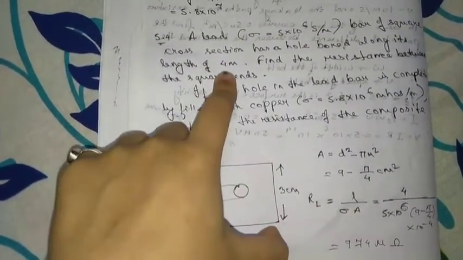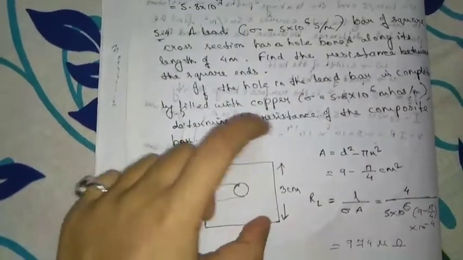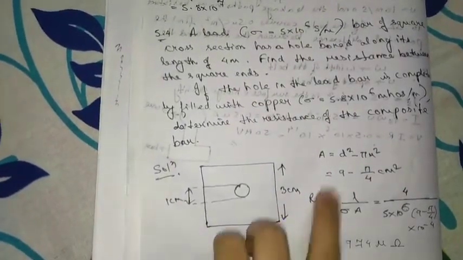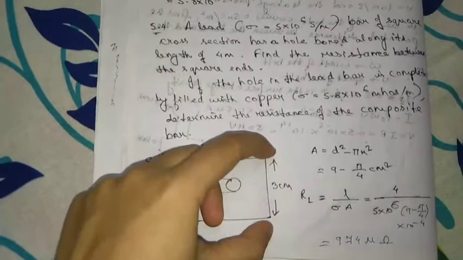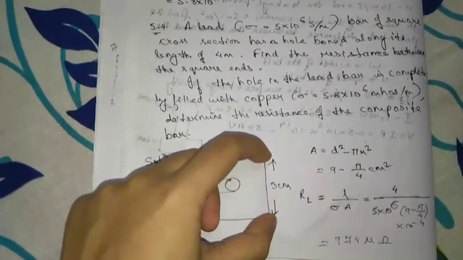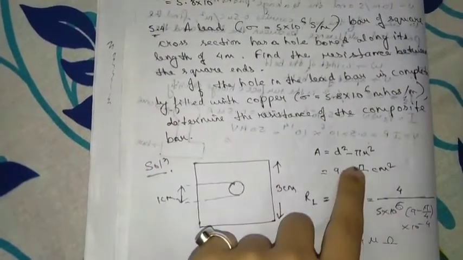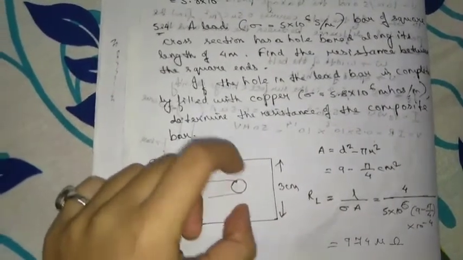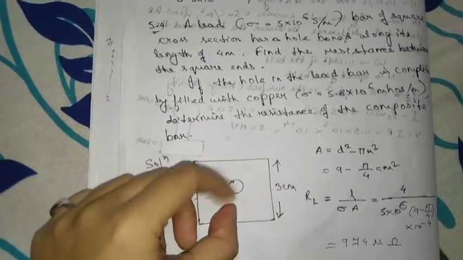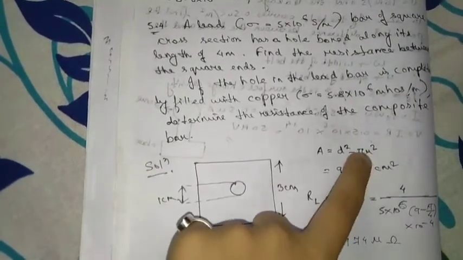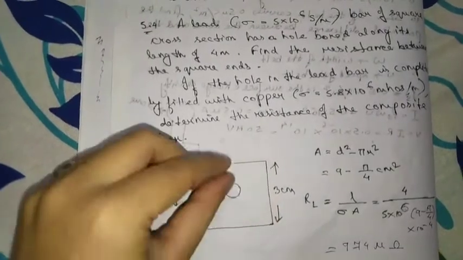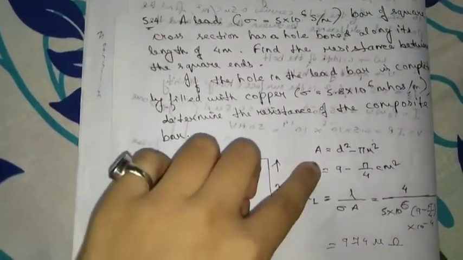Okay, maybe I wrote it wrongly. So this is 3 centimeter. No, sorry, it's 4 meter. So what will happen? This is a 3 centimeter width, so this is the area of that small hole. It's like the area of a circle, so the formula is pi r square. This whole minus this will be the remaining area.